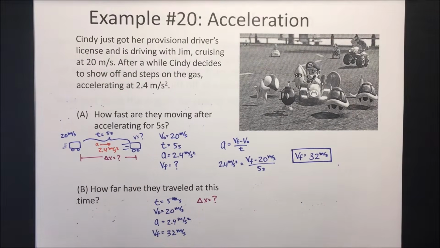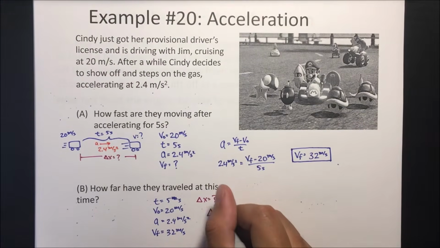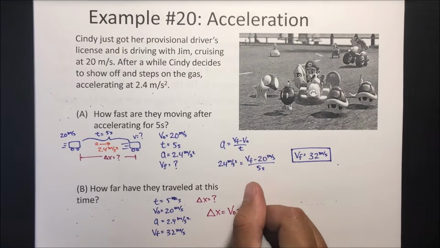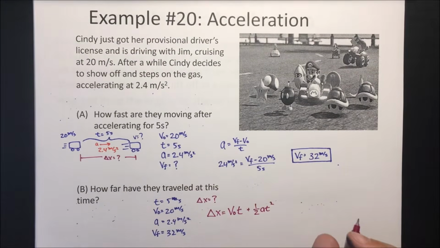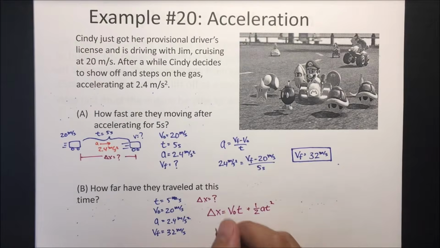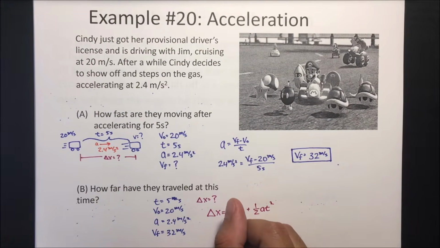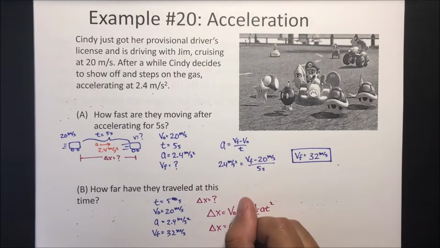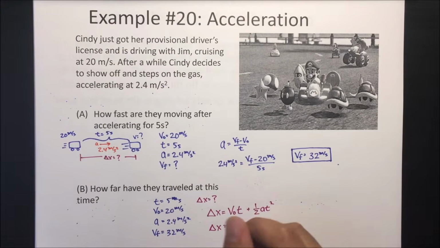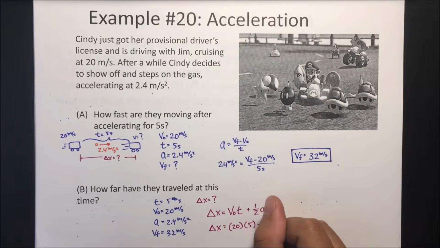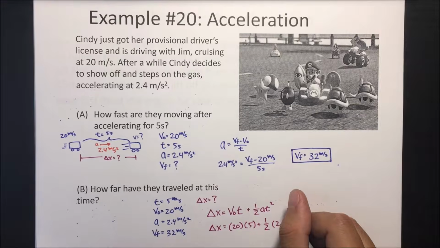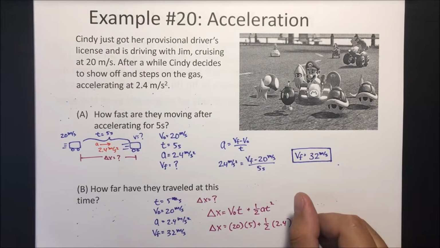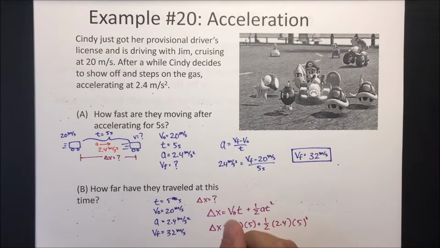So what we have is displacement is equal to initial velocity times t plus 1/2 at squared. We don't know what displacement is, but it is equal to the initial velocity, which is 20, times the time, which is 5 seconds, plus 1/2 a, which is 2.4 meters per second squared, times the time, which is 5 squared.